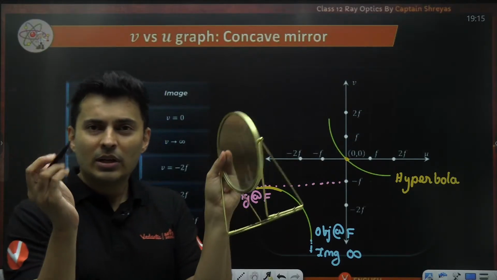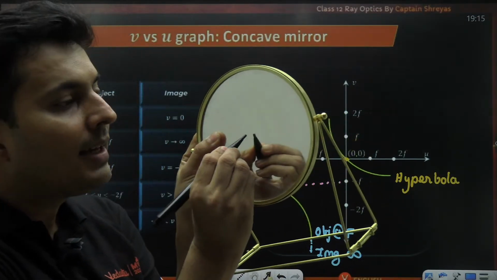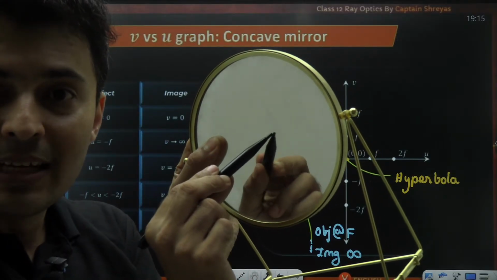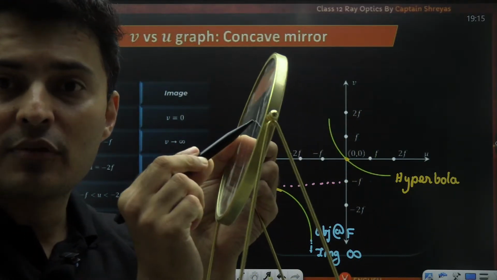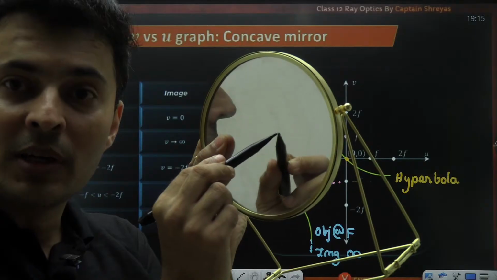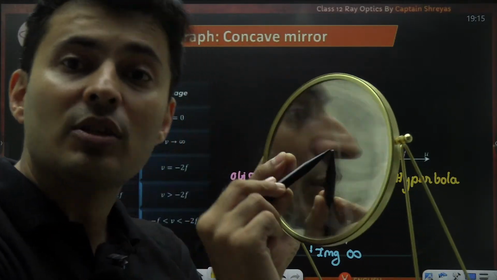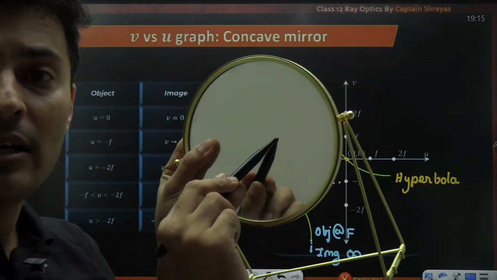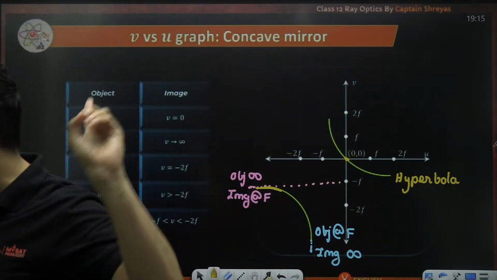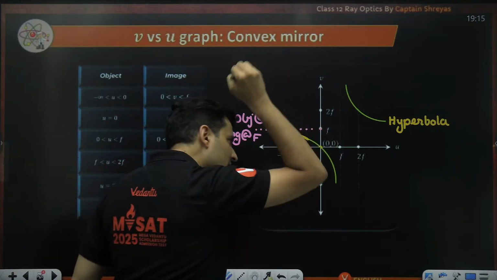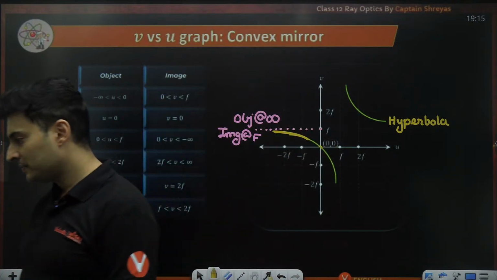Because if you imagine, take an object and place it very close to the mirror. I hope you are able to see this. See the nib of the pen? Where is the image formed? It is formed on the mirror only. So object at the pole, image is also at the pole. You can see the very clear demonstration over here. So that is why one part of that hyperbola will pass through the origin no matter what.